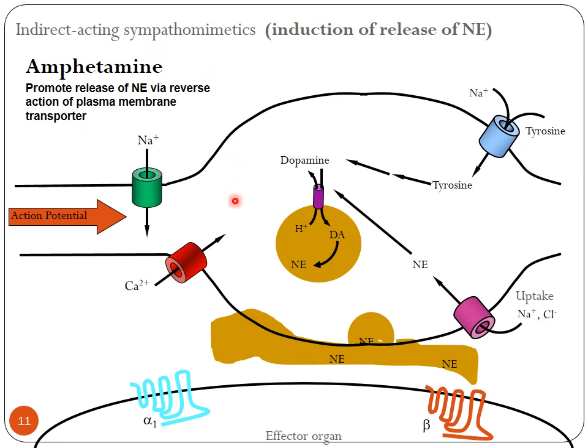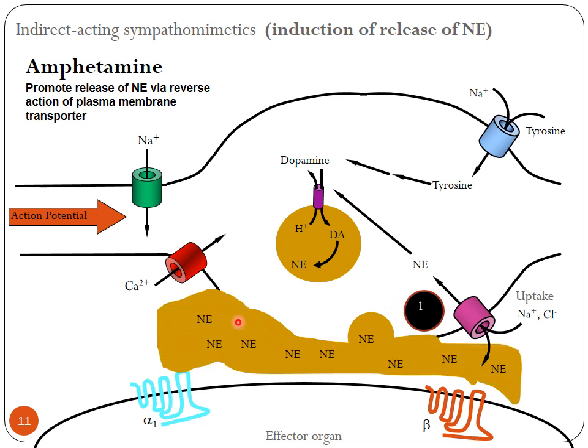How does it act? It is going to increase the release of noradrenaline into the synaptic space via a reverse action of the plasma membrane transporter. So it is going to increase the amount of noradrenaline in the synaptic space. By this, it will induce more sympathetic stimulation. It can be used in the treatment of attention deficit hyperactivity disorder, and also in the treatment of obesity.